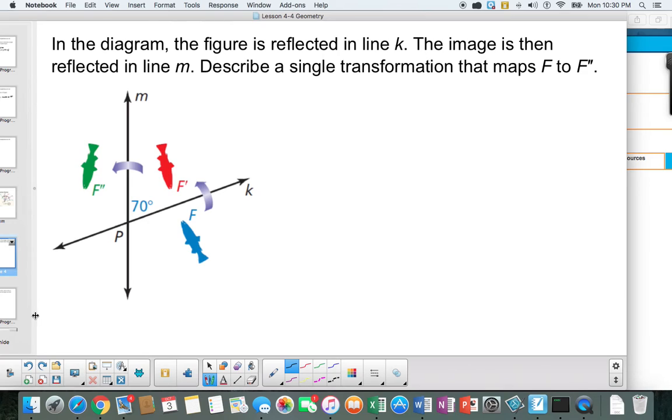All right, let's take a look. They want us to describe a single transformation that will map F to F prime. When you're reflecting over two intersecting lines, it's as if you're doing one rotation. So it's going to be a rotation from the blue fish to the green fish. It's a rotation of, and it's always this angle doubled, 140 degrees.